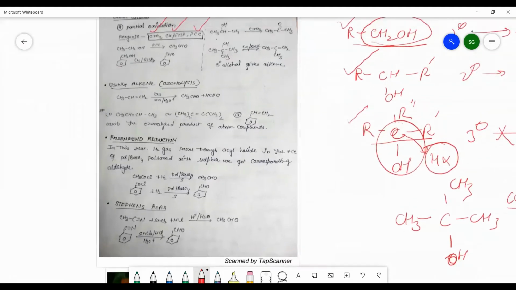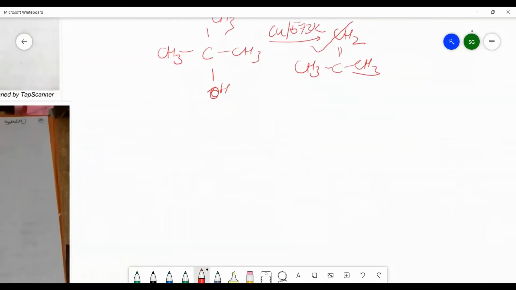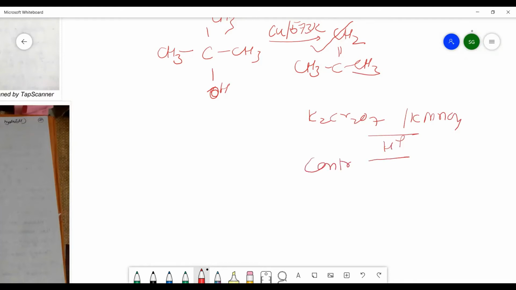So this is one of the methods by which we can prepare the aldehyde and ketone using alcohol. We can also use K2Cr2O7 or KMnO4 in acidic medium for the preparation of aldehyde and ketone, but that should be carried out under controlled condition.